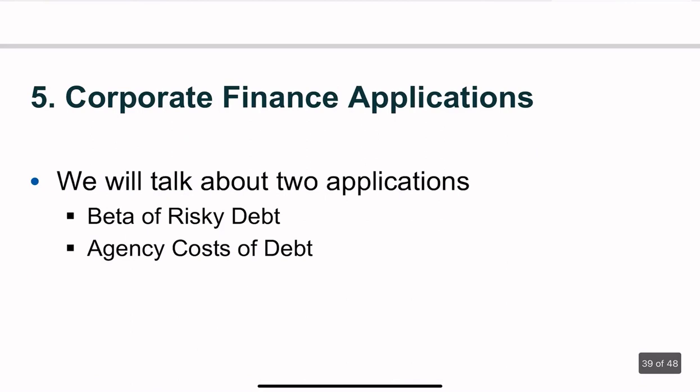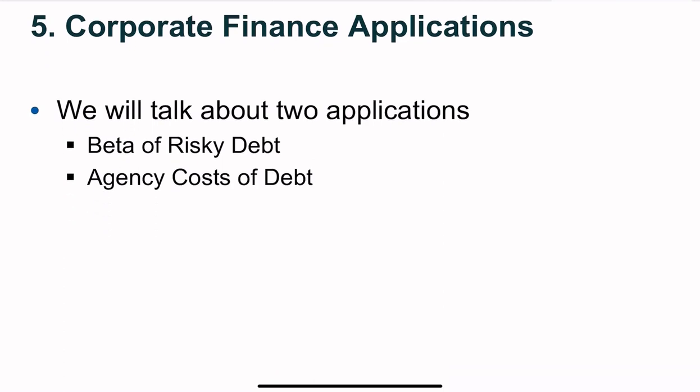Okay, now we could finally talk about corporate finance applications. So first, let's talk about the beta of the risky debt, and then we can talk about agency costs of debt. So the first application is about calculating beta of risky debt.